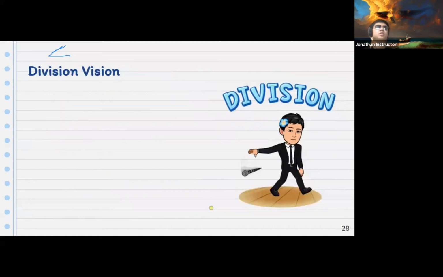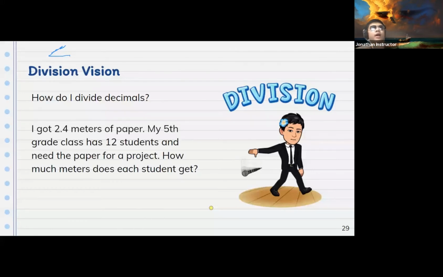So division. How do I divide decimals? If I have 2.4 meters of paper, my fifth grade class does not have 12 students, it has like 20 something, but for this example, I have 12 students, and they each need some paper. Pretend you guys are my class. I have 2.4 meters, and each one of you, which is 12 students, needs the same amount of paper for my project. And you all want an A. So how many meters does each student get?